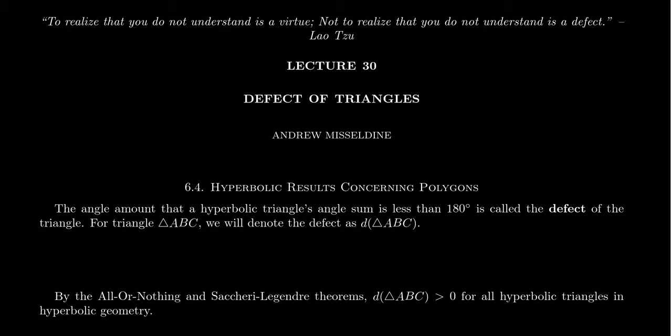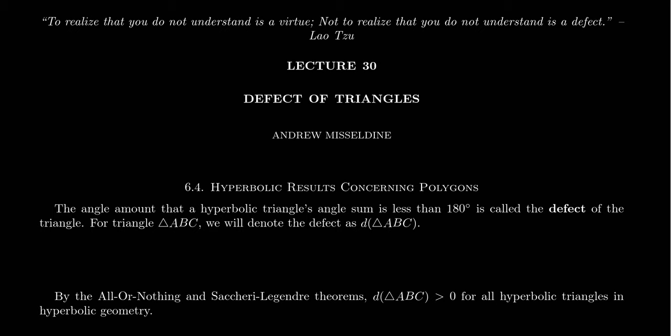How much do they defect from this 180 degree measure? Given a triangle ABC, we call the defect of it D of ABC. This is just the angle sum of the triangle subtracted from 180 degrees.